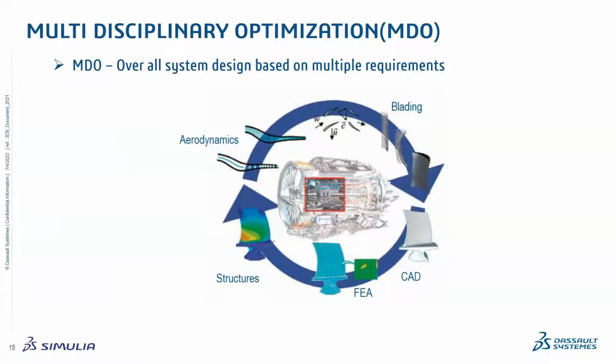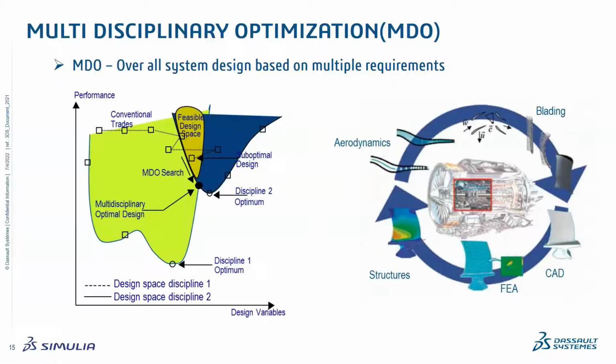disciplines sometimes. So in this case, as you see, there's an airfoil blade, and you have the CAD, then FE is involved, and structures and aerodynamics. So we have two disciplines involved, structures and aerodynamics. So usually when you're looking at a multidisciplinary optimization, how do you see it?